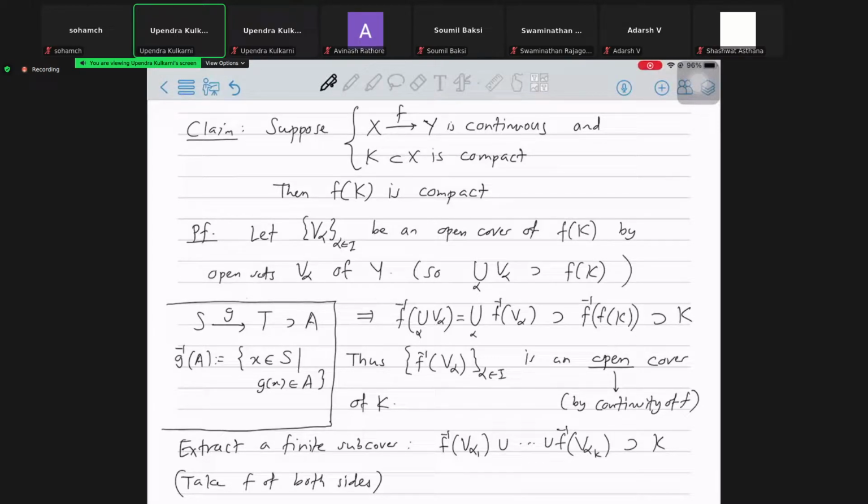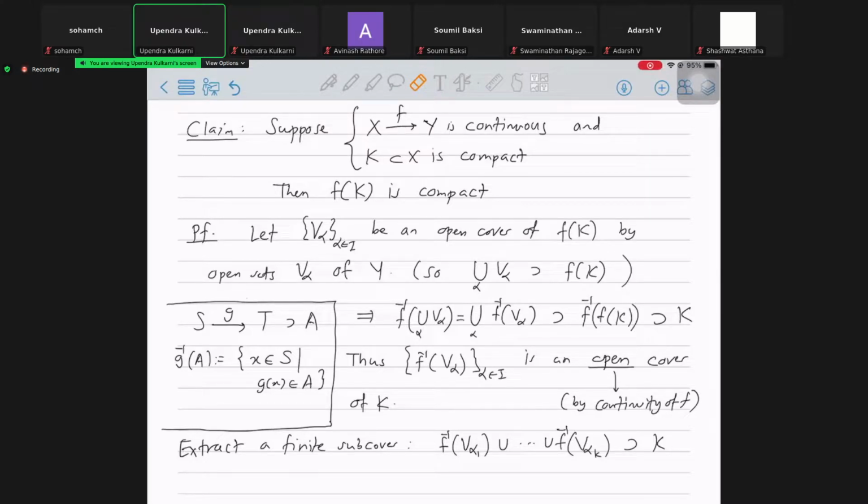Okay, so this is bad. I should not have said this. Okay. So tell me what my mistake is. I'm going to erase this. Why is this a bad thing to say, or misleading thing to say? What is f of f inverse of V alpha 1? So it's a superset of V alpha 1.